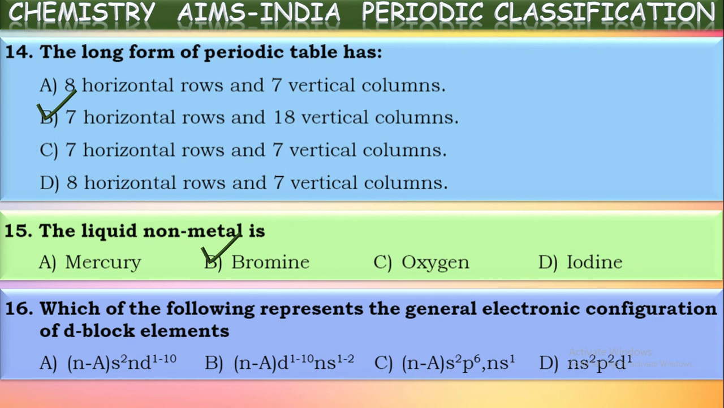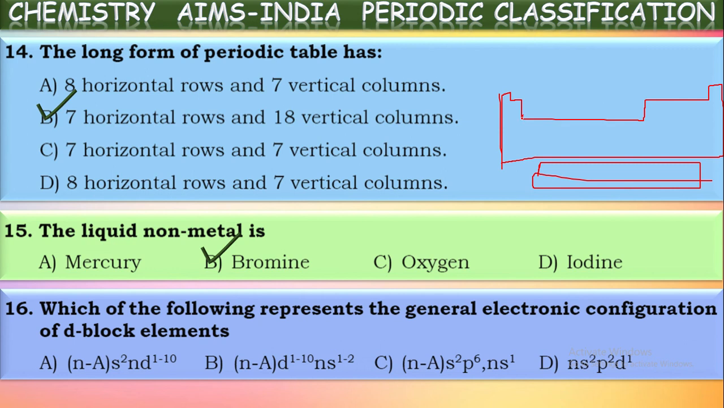Next question. Which of the following represents the general electronic configuration of d block elements? D block elements means the elements for which the differentiating electron enters into the d subshell. Those are called d block elements. If you see in the periodic table, suppose you consider this as a periodic table, the elements which are in the middle, in these 10 columns, are called d block elements. To say simply, the B subgroup elements here, third B to eighth B, and first B, second B groups are there. So these B group elements are called d block elements.